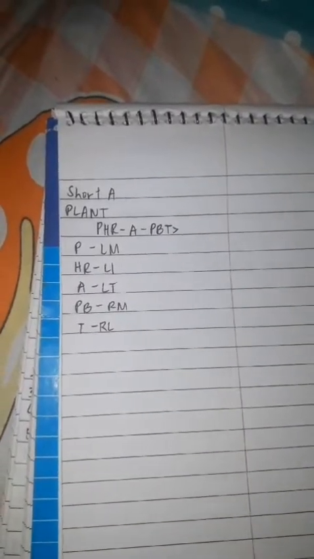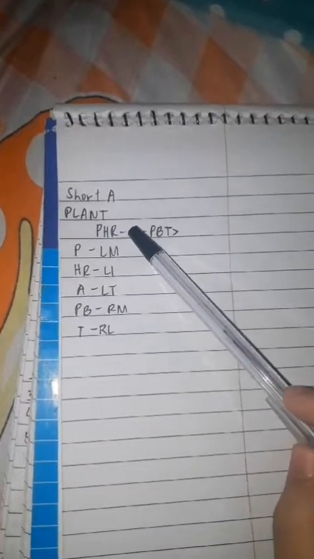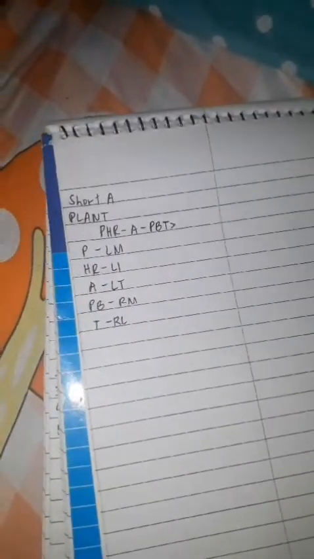The codes are initials P, H, R, vowel A, ending P, B, T, then release. And then, the assigned fingers for this are: for P, left middle; HR, left index; A, left thumb; PB, right middle; and T, right little. Let's give one more example.